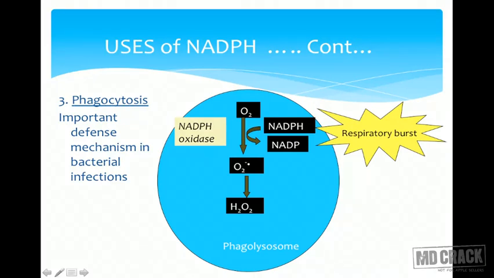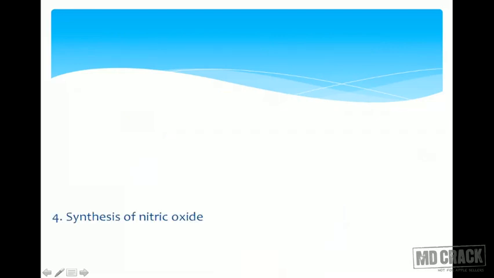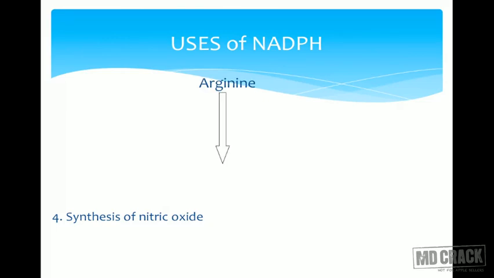There are conditions in which NADPH oxidase is deficient. I will talk about it later. So right now the focus is on NADPH. Now another important use of NADPH is in the synthesis of nitric oxide. Have you heard of nitric oxide? If you have not, it is time you hear about it. It is the molecule of the century.